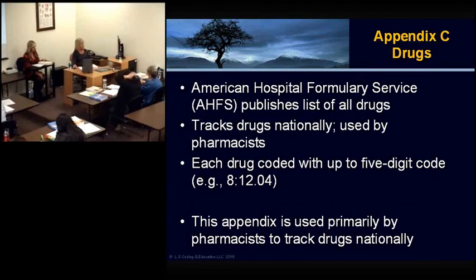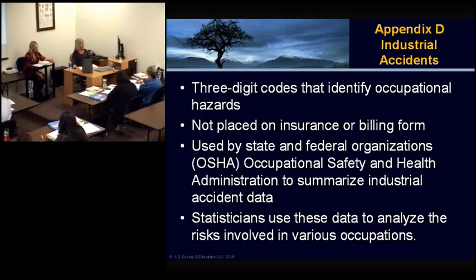Appendix D is industrial accidents. 3-digit codes that identify occupational hazards, not placed on the insurance or billing claim, used by state and federal organizations such as OSHA. Statisticians use these codes for data to analyze the risks involved in various occupations. So labor and industries, workman's comp, they would be using these codes. They'd be assigning these codes to different accidents.